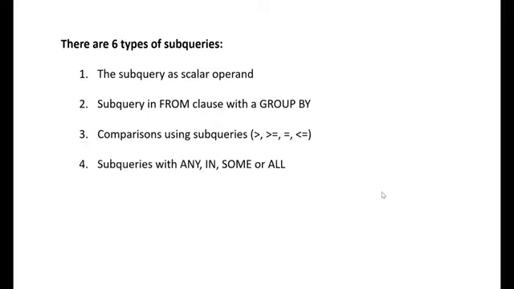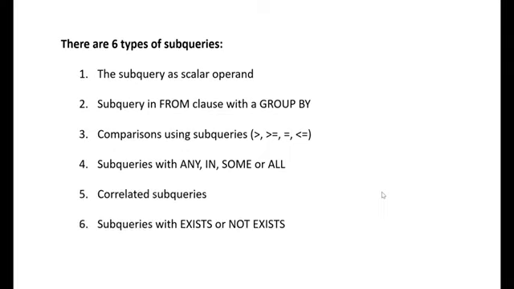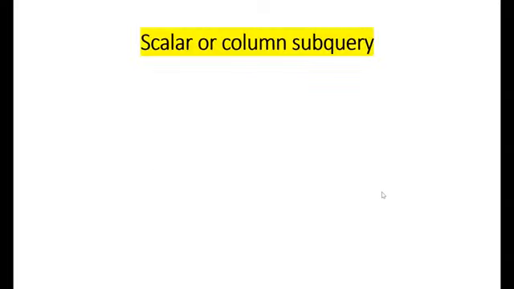There are 6 types of subqueries. We have the subquery as scalar operand, subquery in from clause with group by, comparisons using subqueries, so where we use the comparison operators, subqueries with any, in, some, or all, correlated subqueries, and finally we have subqueries with exists or not exists. So the first type is scalar or column subquery.